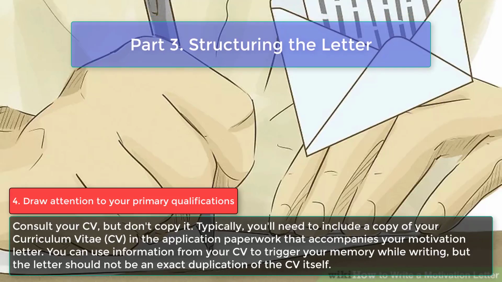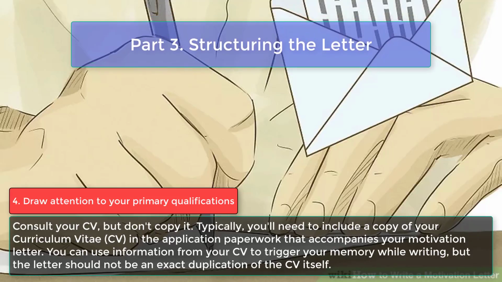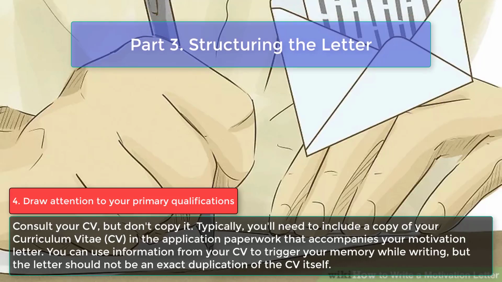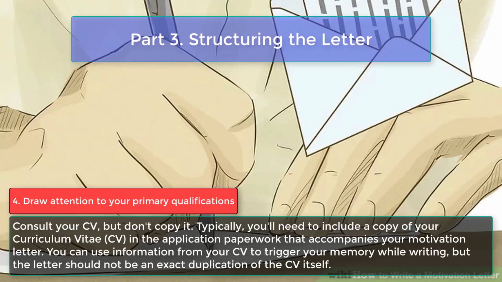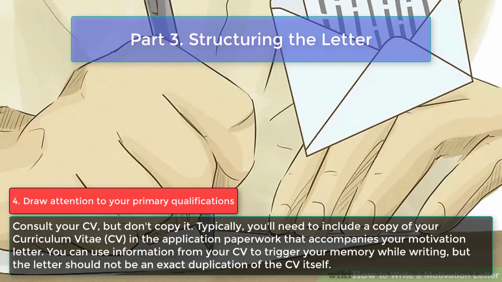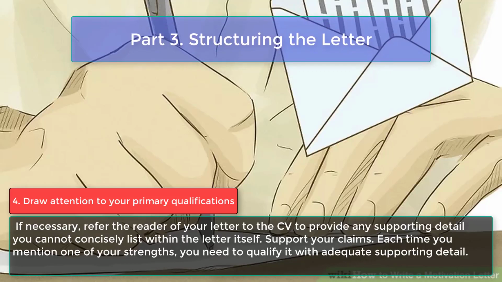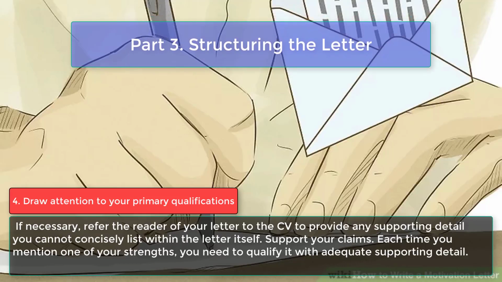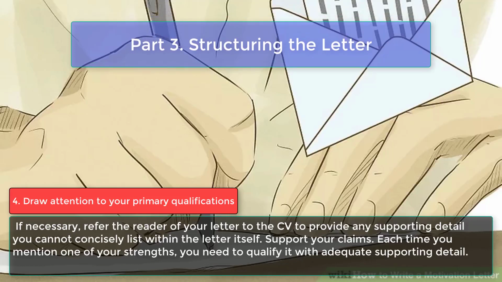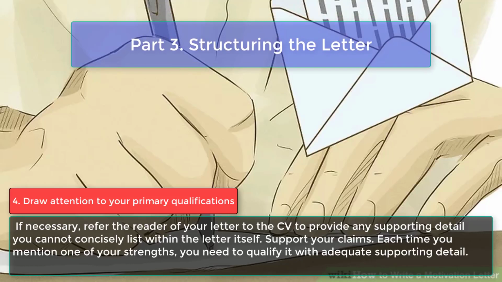Typically, you'll need to include a copy of your curriculum vitae (CV) in the application paperwork that accompanies your motivation letter. You can use information from your CV to trigger your memory while writing, but the letter should not be an exact duplication of the CV itself. If necessary, refer the reader of your letter to the CV to provide any supporting detail you cannot concisely list within the letter itself. Support your claims. Each time you mention one of your strengths, you need to qualify it with adequate supporting detail.